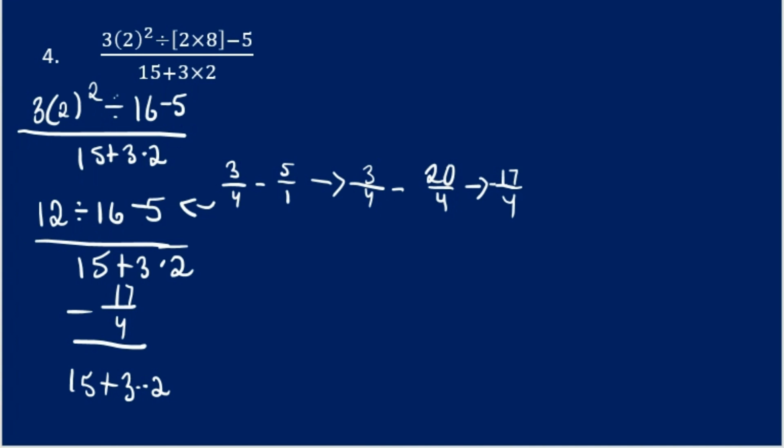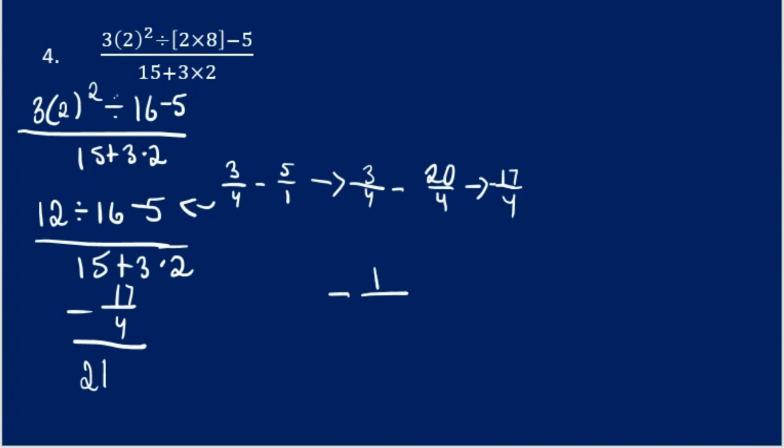So what would we do first in the denominator? We would multiply 3 and 2. Correct. And 3 times 2 would be? 6. So we're just going to write 6 over here. Okay, and now we want to do 15 plus 6, which is? 21. Yes. Now we're going to divide.